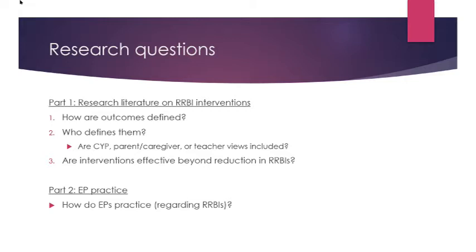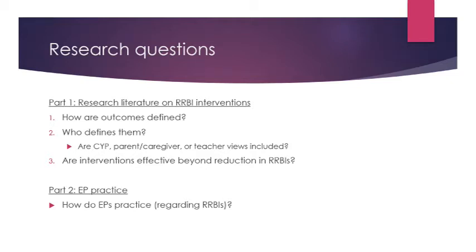Great, so I had two parts to my thesis. One of them focused on the research literature on RRBI interventions, and the other one was focused on EP practice. And with the literature, I carried out a systematic scoping review. My questions were really, how are outcomes defined? Who has defined them? And I specifically focused on the reporting of children and young people's views, and also on parents and caregivers and teachers as important stakeholders. And the third question, which depended really on the findings from the previous two, was if studies did explore the impact of interventions beyond the reduction in behaviors, were they actually effective?